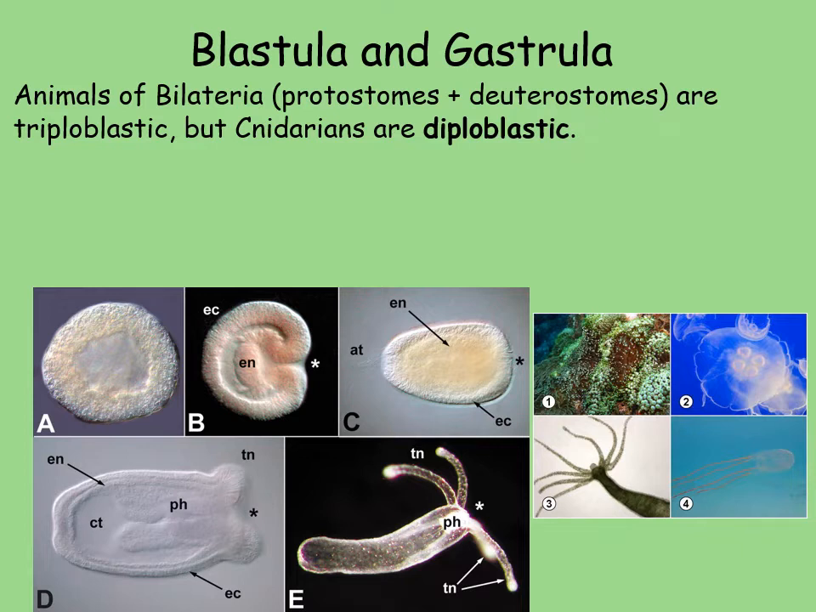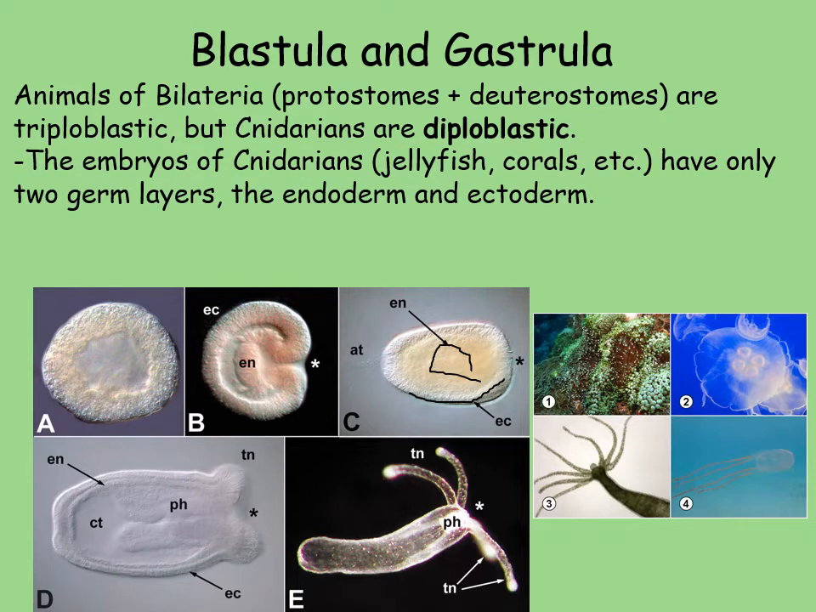So the animals of bilateria, the protostomes and deuterostomes are triploblastic, but for cnidarians, they are diploblastic. So if you look at their early embryos, they just have the two tissue layers. They have an endoderm in the middle and then an ectoderm on the outside, but they do not have these three distinct layers of cells.